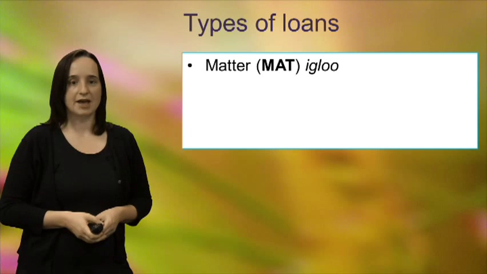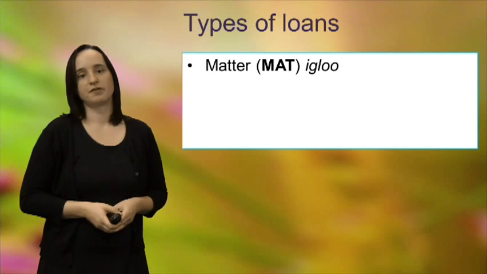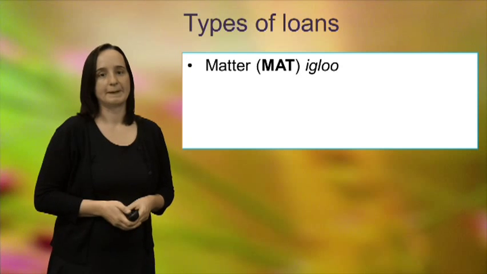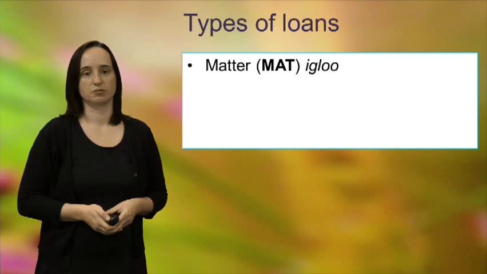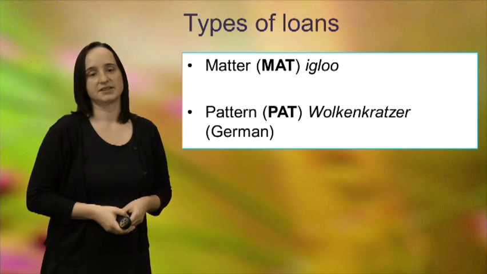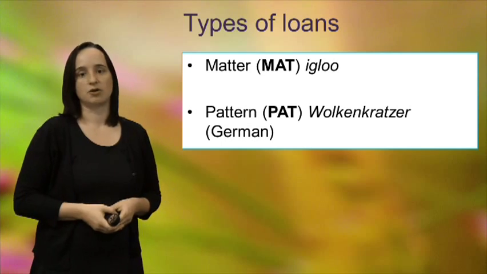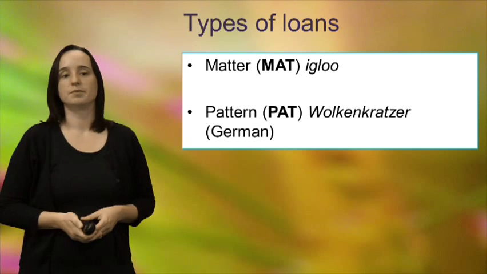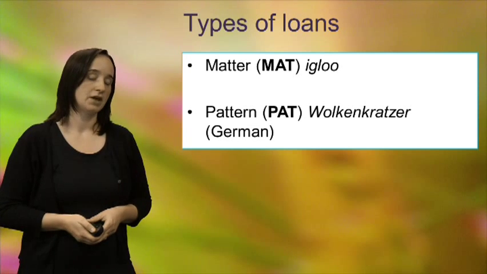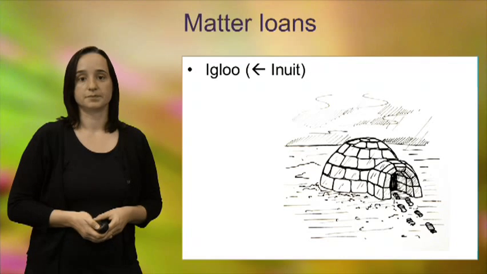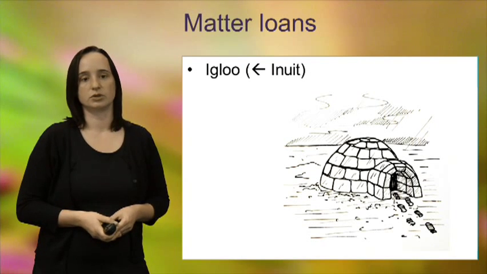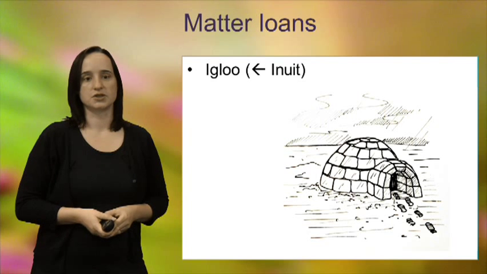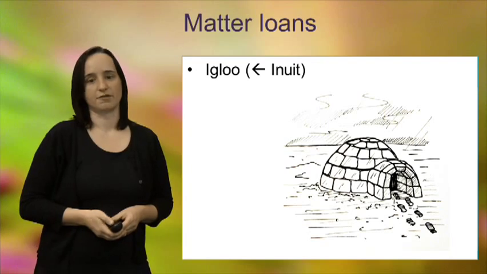Now, there are different types of loans, and the first type of loan we call matter, or mat loan, and that's something like igloo here from Greenlandic. And the second type is pattern, or pat loan, Wolkenkratzer in German, based on the English skyscraper. Now, how do these come about? Matter loans are basically just taking the word from one language and using it in another, and it might be pronounced slightly differently, but otherwise everything is the same.